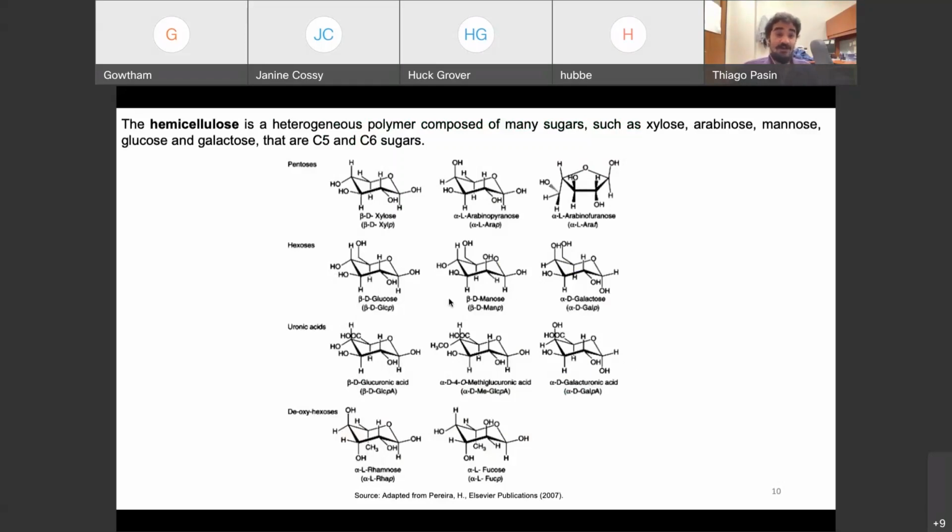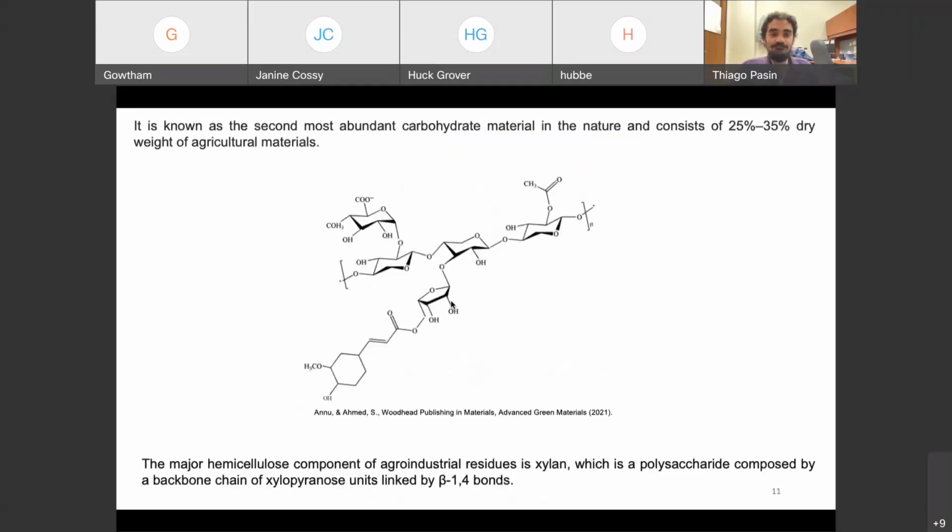So we have C5 and C6 sugars. So it's a very complex structure. The hemicellulose has all these structures inside its complexity.